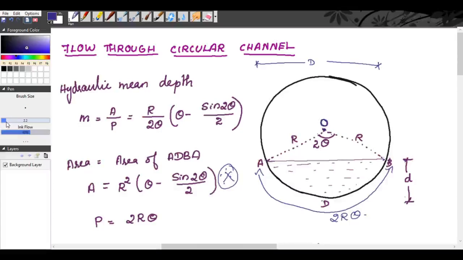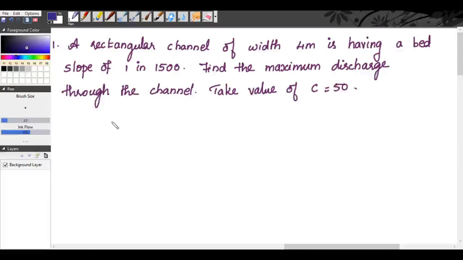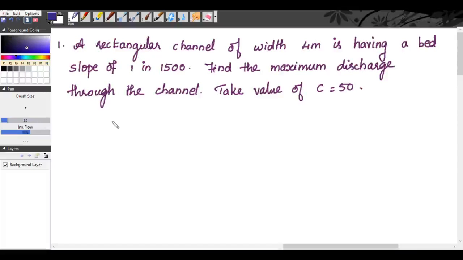Okay. Now, we will move on to our problems. Just 2 problems today. These problems are for the most economical rectangular sections. So the first problem is a rectangular channel is of width 4 meter.